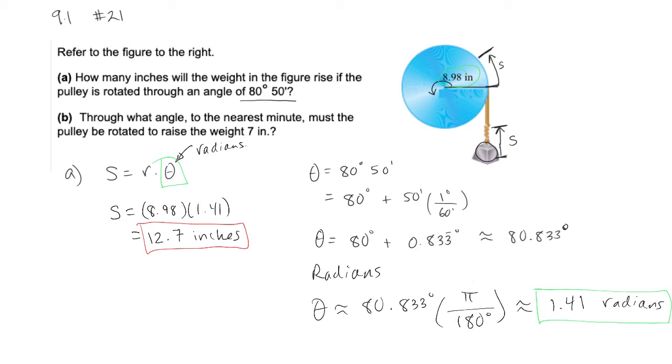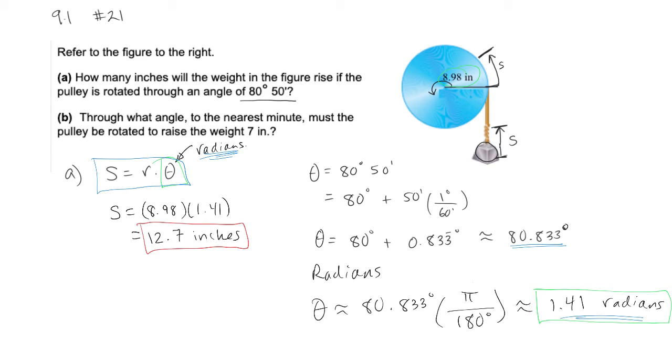Okay, good. So the big idea is we're going to use our formula, but just remember we need to have radians, and this was complicated because it was in degrees and minutes. So first we had to convert it to degrees, decimal degrees, and then we had to go to radians. So that was pretty complicated.